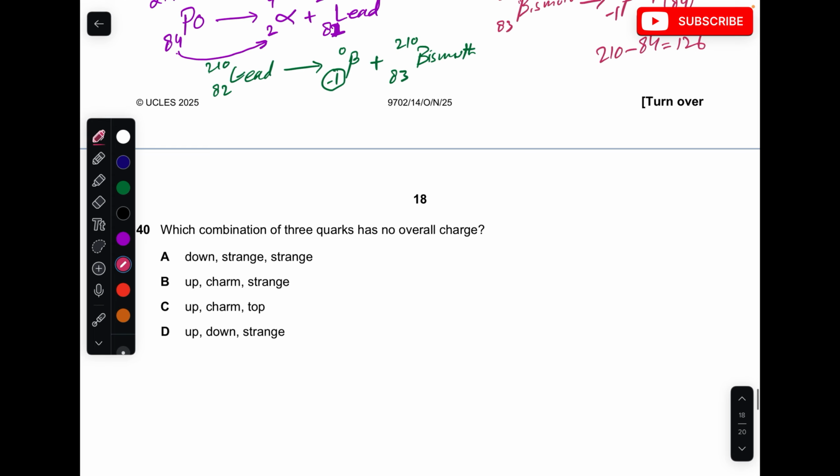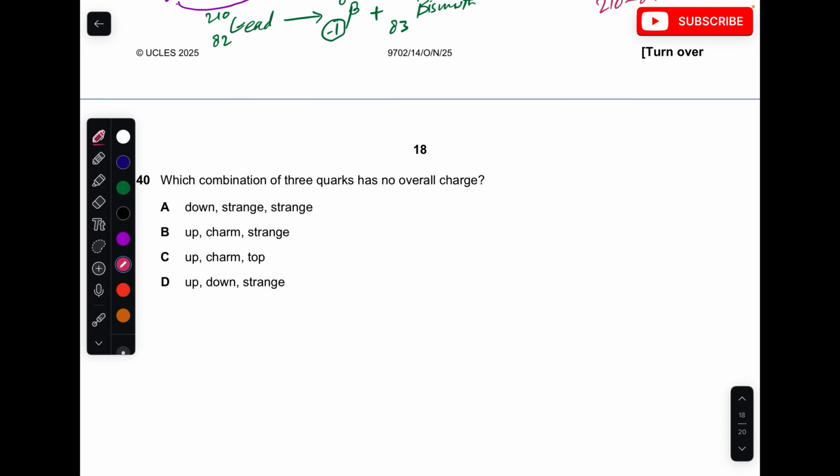Moving forward, which combination of three quarks has no overall charge? It is option D. You have to memorize the charges of the quarks.